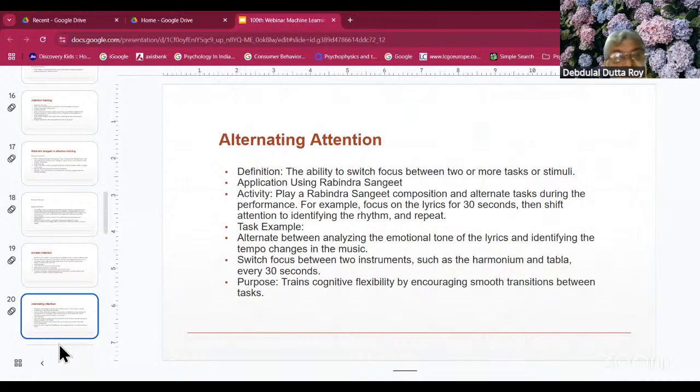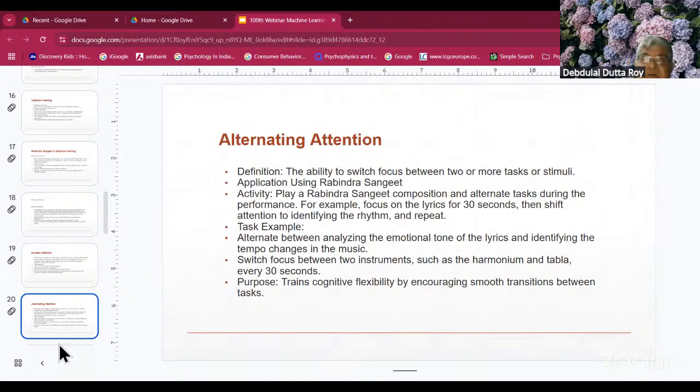Task example: alternate between analyzing the emotional tone of the lyrics and identifying the tempo changes in the music. Switch focus between two instruments, such as the harmonium and tabla, every 30 seconds. Purpose: trains cognitive flexibility by encouraging smooth transitions between tasks.